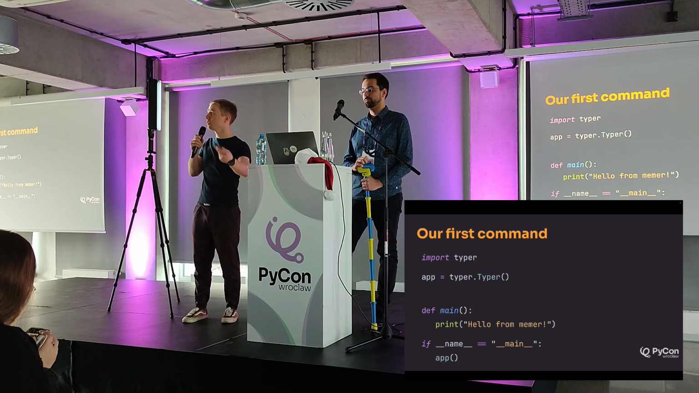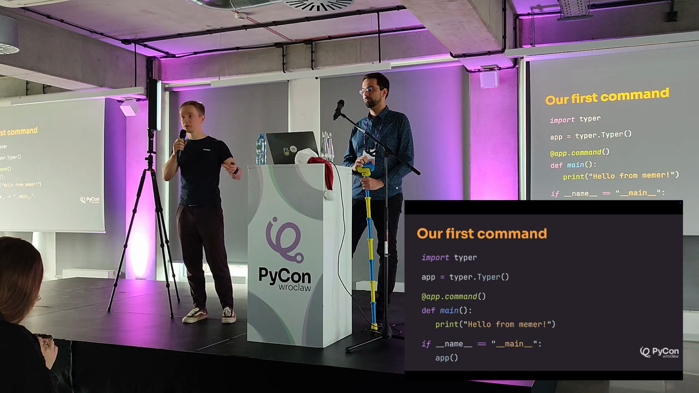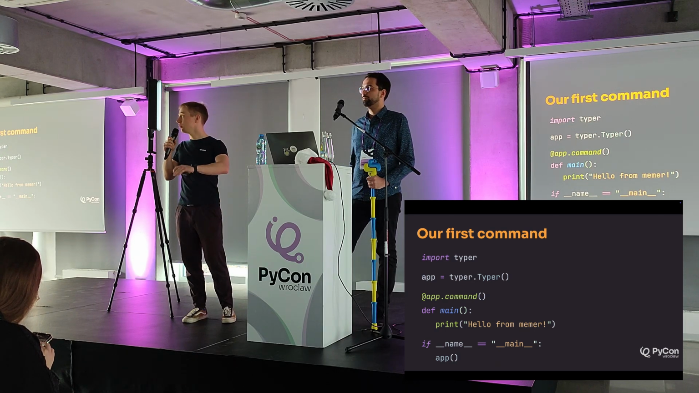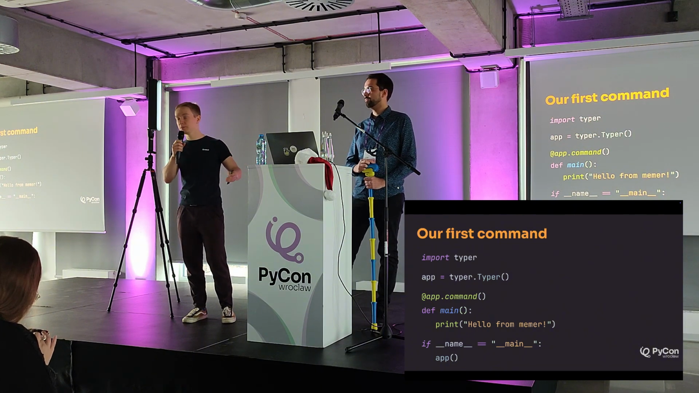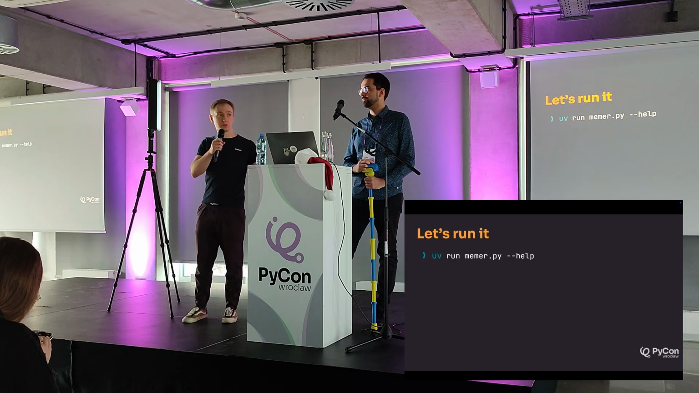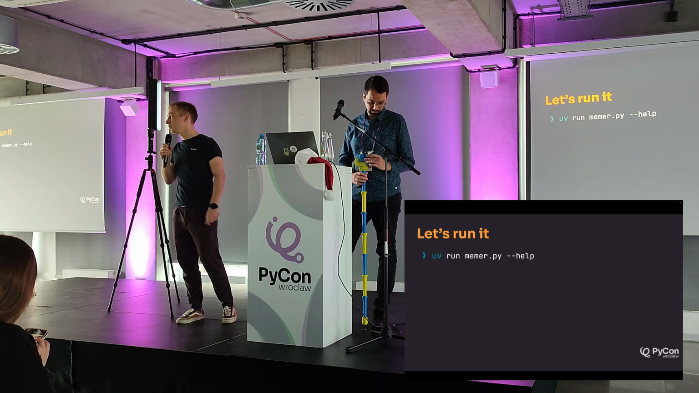And then one more step: registering the command, with the app.command decorator. And that's it. We already have a CLI, the first version. It's not doing a lot, but we can already look at the help.